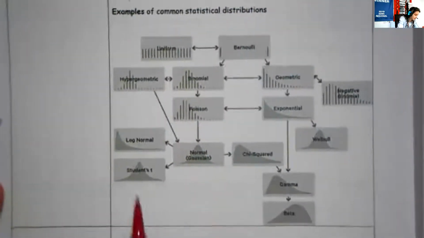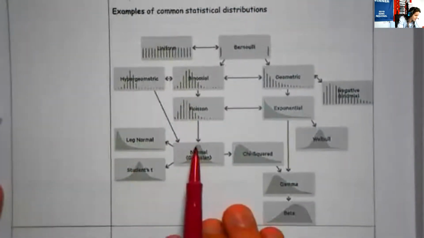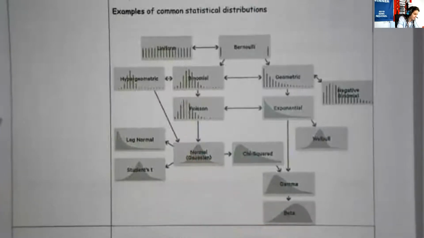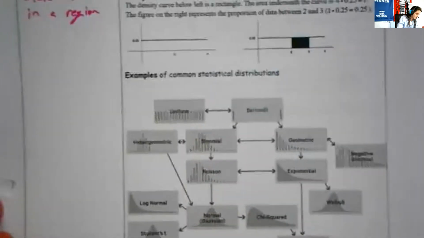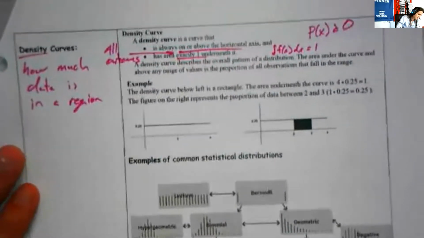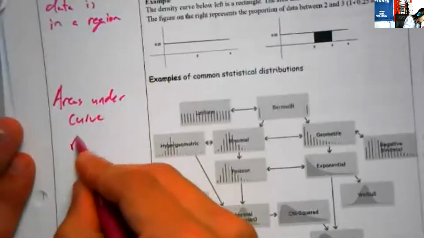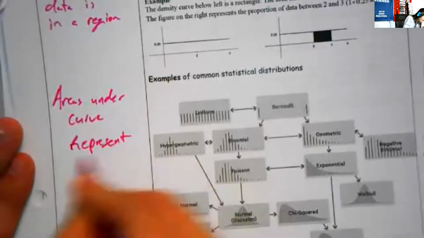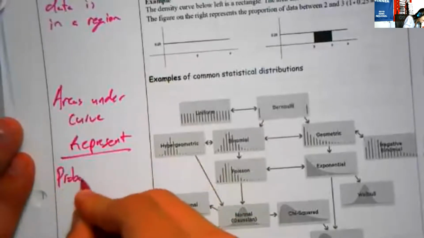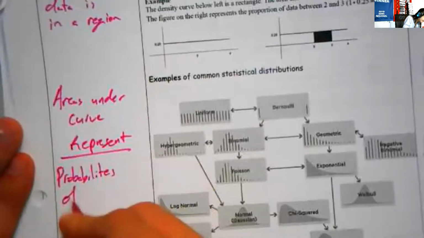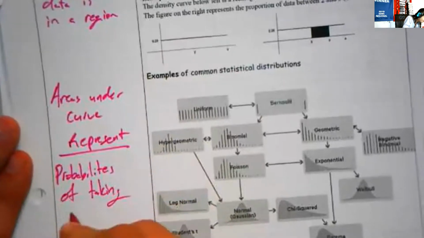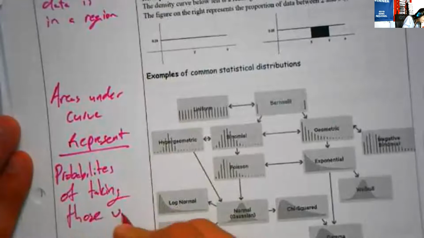And they say, okay, well, here is the highest density here. Here is the highest density here. Here are low densities out here. These say, oh, it's likely to be here. It's not likely to be here. The idea with these density curves is that areas under the curve represent probabilities of taking those values.